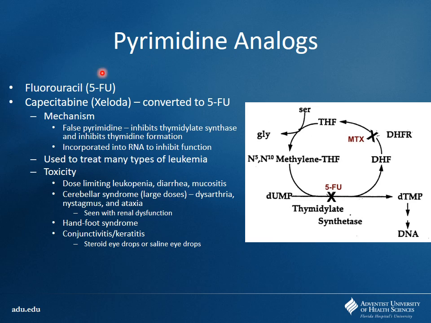Right, so then we also have some pyrimidine analogs as well. So this is going to be one of my favorite drugs to abbreviate, because fluorouracil, you can always say, hey, my patient, 5FU, buddy, right? So you can give them some of that. Also, another one that gets converted into 5FU is going to be capecitabine or Xeloda. And so basically, these are going to be false pyrimidines.